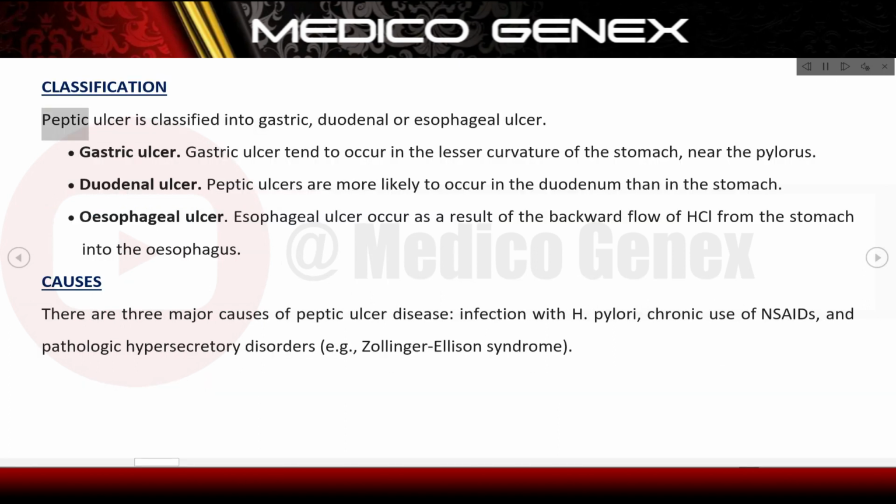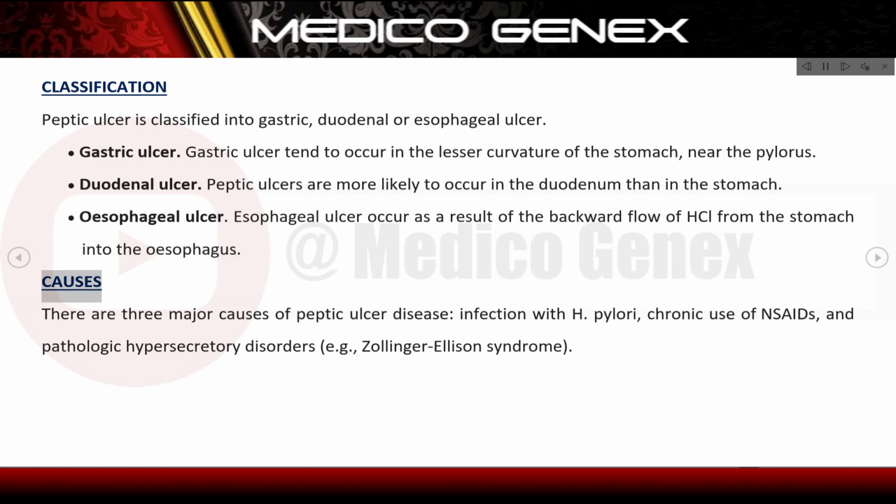Classification. Peptic ulcer is classified into gastric, duodenal or esophageal ulcer. Gastric ulcer. Gastric ulcers tend to occur in the lesser curvature of the stomach, near the pylorus. Duodenal ulcer. Peptic ulcers are more likely to occur in the duodenum than in the stomach. Esophageal ulcer. Esophageal ulcers occur as a result of the backward flow of HCl from the stomach into the esophagus.